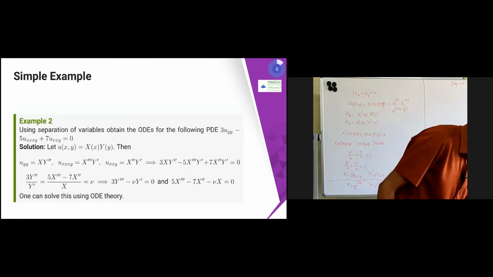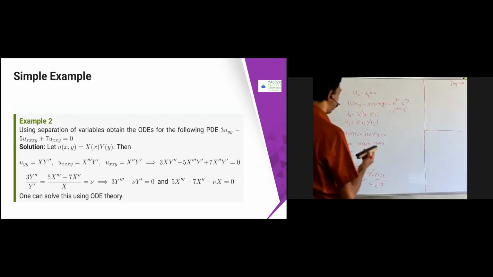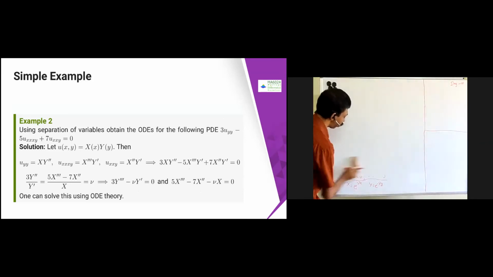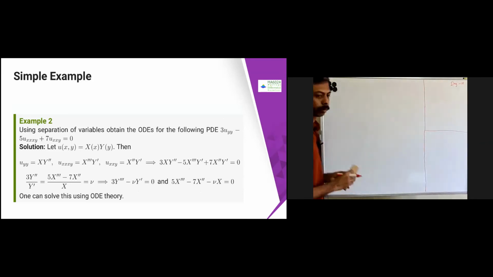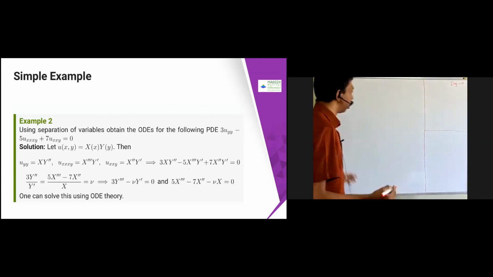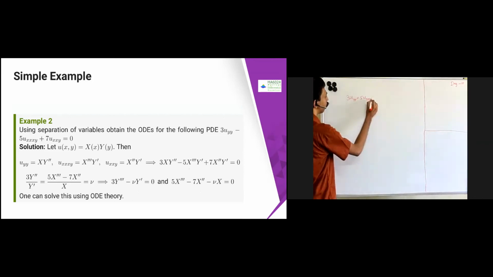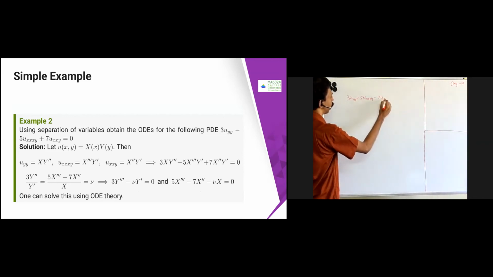Now let's take one more problem. It is 3u y, plus 5u xxxy minus 7u xxy.